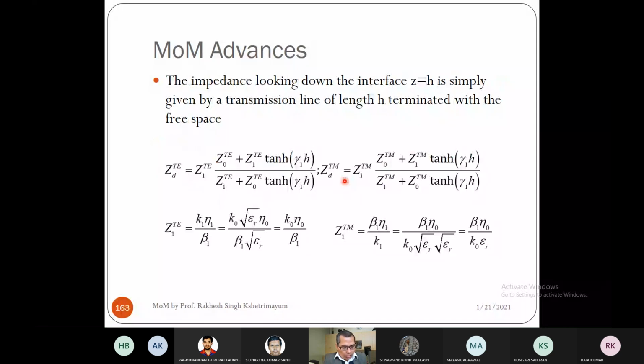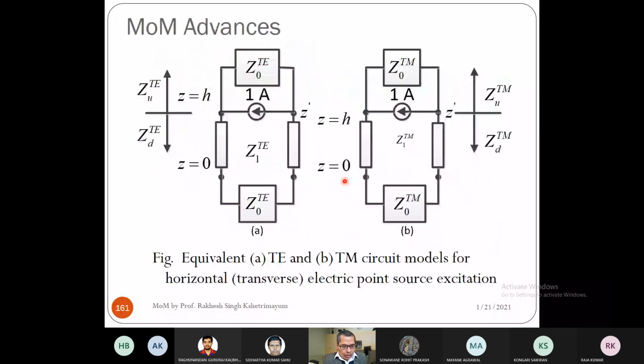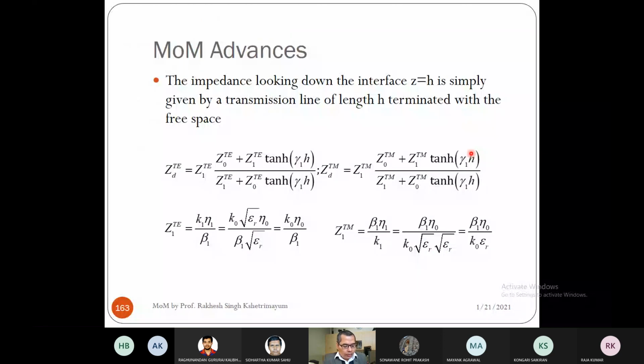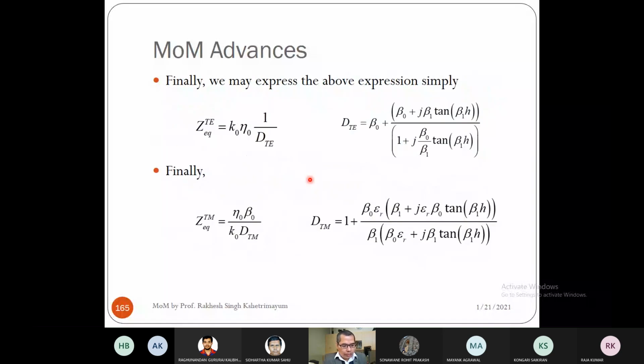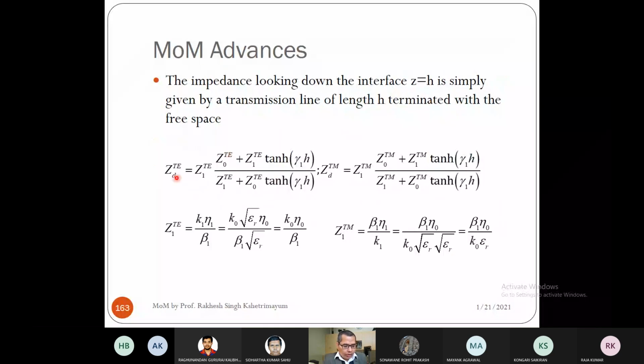So now, this is basically impedance looking up and impedance looking down. What is the equivalent impedance here? It's basically a parallel combination of the impedance looking up and looking down. So if I want to find the equivalent for the TE and TM case, I just have the parallel combination of Z down and Z up. Here also for TM case, Z down and Z up. So equivalent impedance you can find out. This is the major simplification for the equivalent TE and TM case I have derived. You can derive it from this formula you have here. You have Z down T, Z down TM.